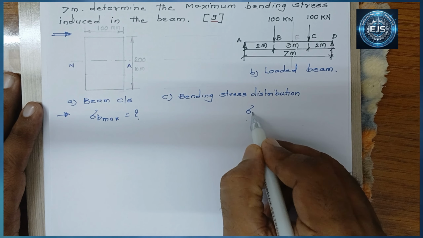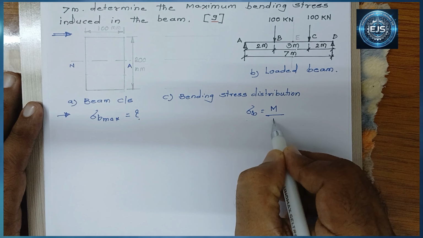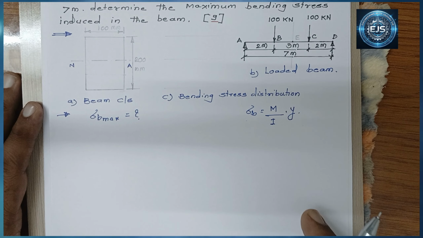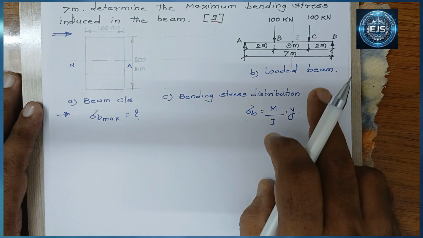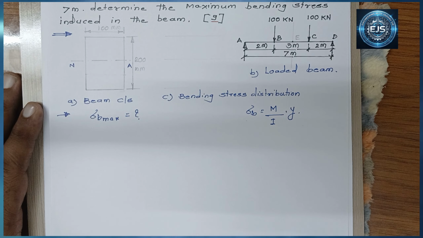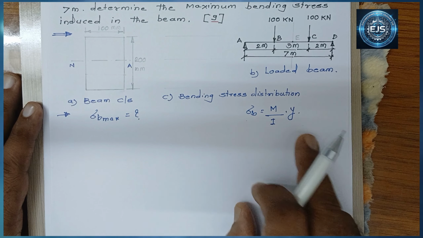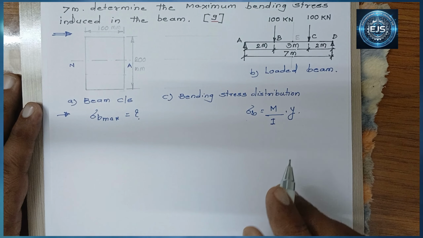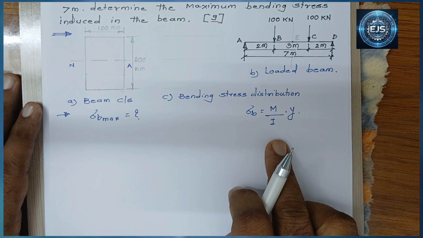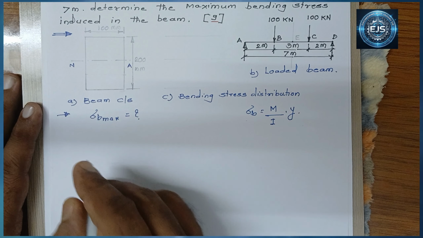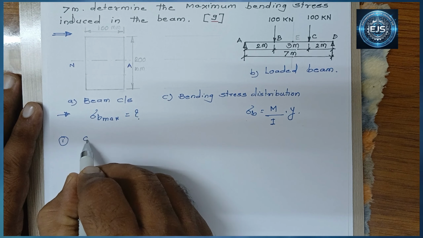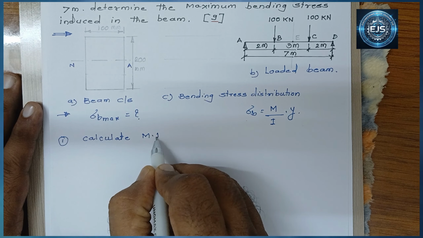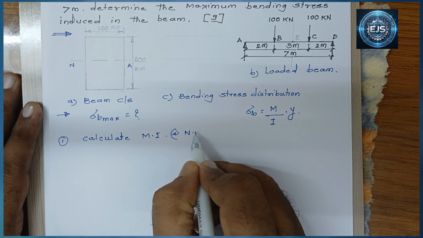Now, for finding out the bending stress, we have to use the formula M upon I into Y. In this formula, we have to calculate the maximum bending moment acting on the beam, and I is the moment of inertia of this rectangular cross section of the beam that we have to calculate. And Y max in this problem is half of the depth, that is 100 mm. So the very first step is to find out the moment of inertia of this rectangular cross section. So step 1, calculate the moment of inertia of this cross section about the neutral axis. This is the very first step.